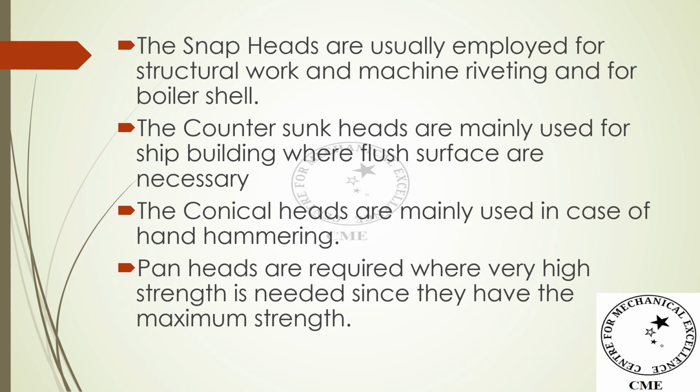Conical heads are mainly used in the case of hand hammering. Pan heads are required where very high strength is needed, since they have the maximum strength. Pan head has maximum strength. Here we remember: snap heads are mainly used for boiler shell, countersunk heads are mainly used in shipbuilding, and conical heads are used in hand hammering.